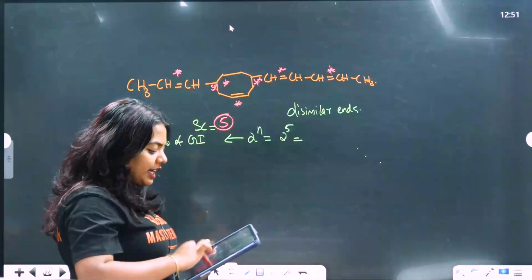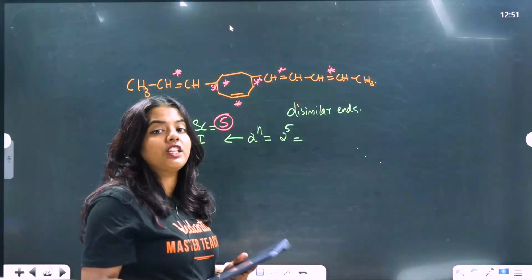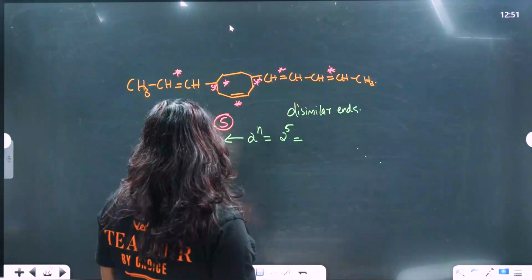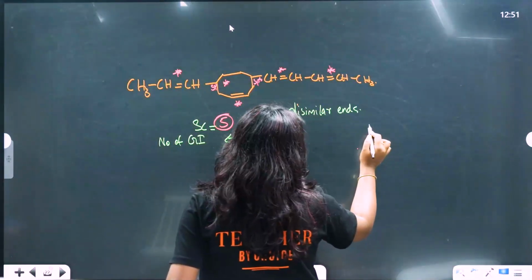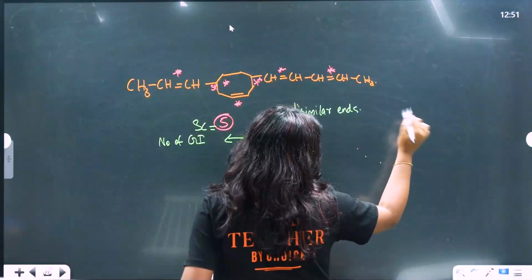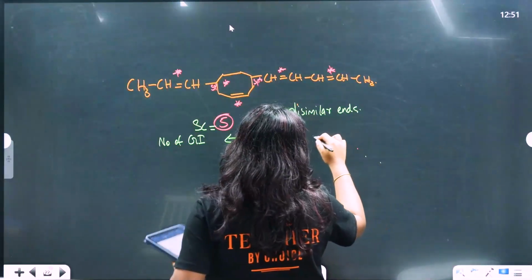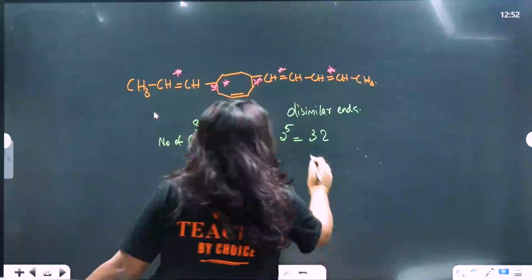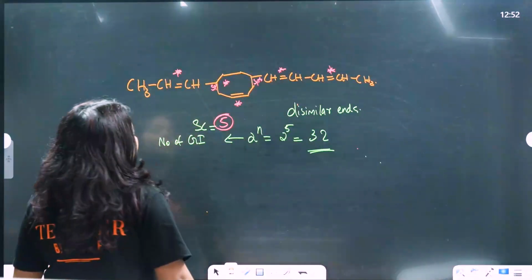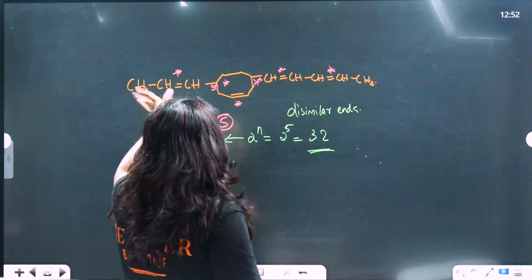Why 2 raised to n, children? 2 raised to n because of the dissimilar ends. 2 raised to 5 will be equal to 2 into 2 into 2 into 2 into 2: 4, 8, 16, so it will be 32. Clear? So that will be the particular dissimilar ends and the similar ends.